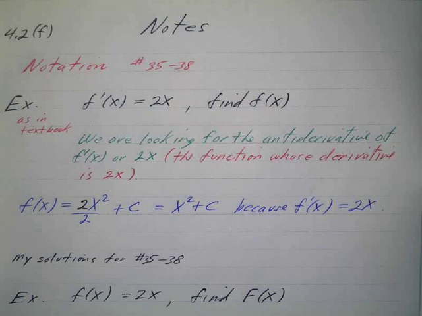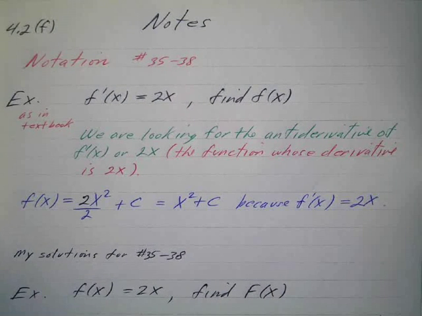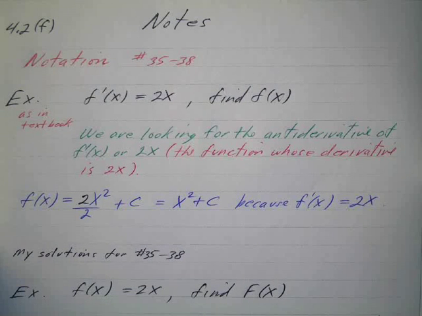So here's some more notes for section 4.2, and these are mostly on notation. These would be primarily considering problems 35 through 38. The book uses one kind of notation, and I use a slightly different one. I change things around just a little bit. So let's go over this so you get an idea.